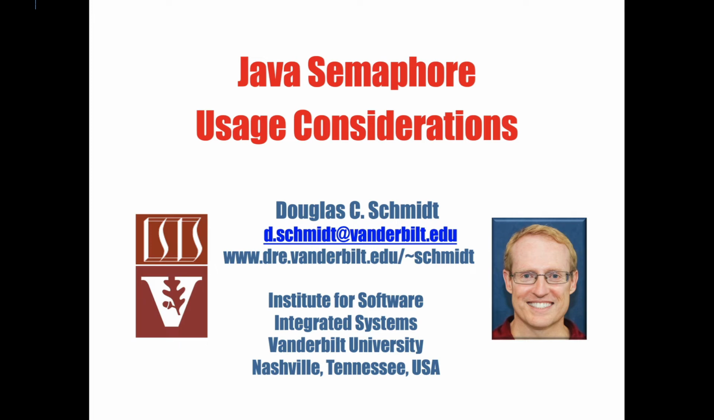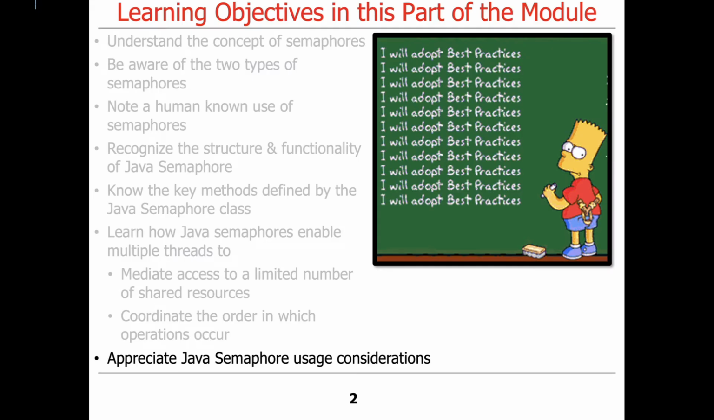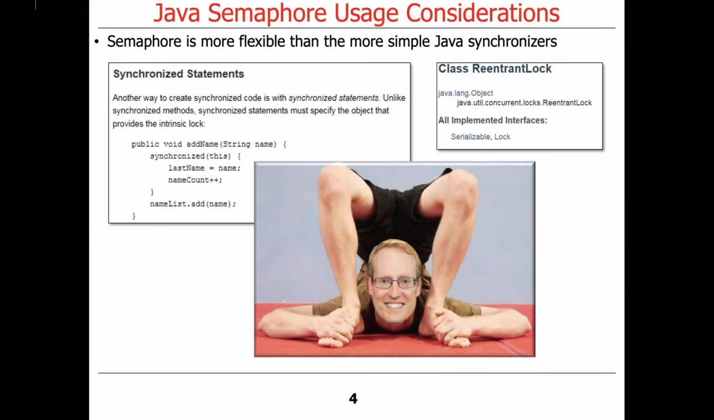The last set of topics in this section, which is pretty consistent with the way we do most of the discussions in this course, will summarize the usage considerations to keep in mind when you attempt to apply Java semaphores in practice. So the thing to remember is that a semaphore is a lot more flexible than other simpler Java synchronizers, in particular reentrant lock. We haven't really talked a lot about that yet, but you'll learn more about it shortly. So semaphores are more flexible than reentrant locks, and they're also more flexible than synchronized statements.